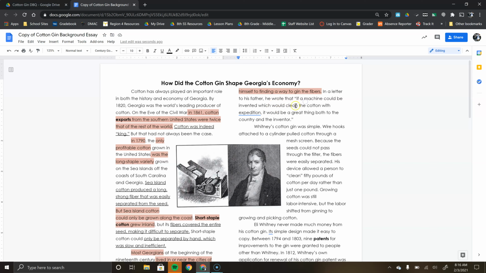In a letter to his father, he wrote that if a machine could be invented which would clean the cotton with expedition, it would be a great thing for both the country and the inventor. He wants to find a way to gin these fibers quickly and efficiently.